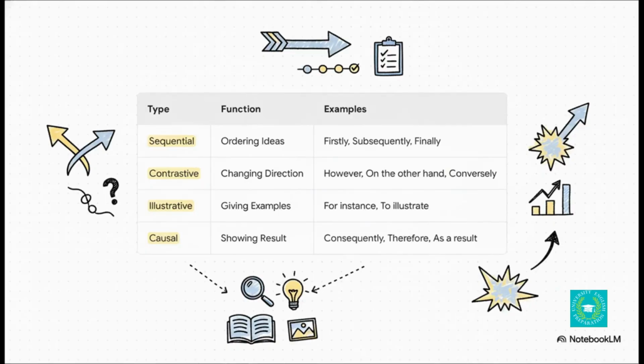And here it is, all in one place, your signposting cheat sheet. You've got your signs for putting things in order, for changing direction, for giving examples, and for showing a direct result. Honestly, this is the basic toolkit you'll need to guide a reader through almost any argument you can think of.